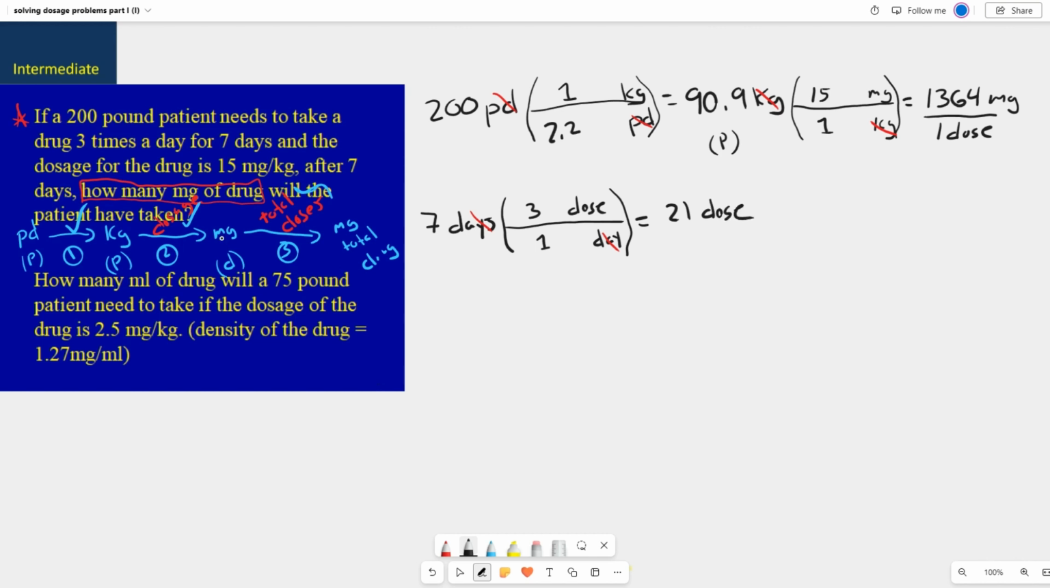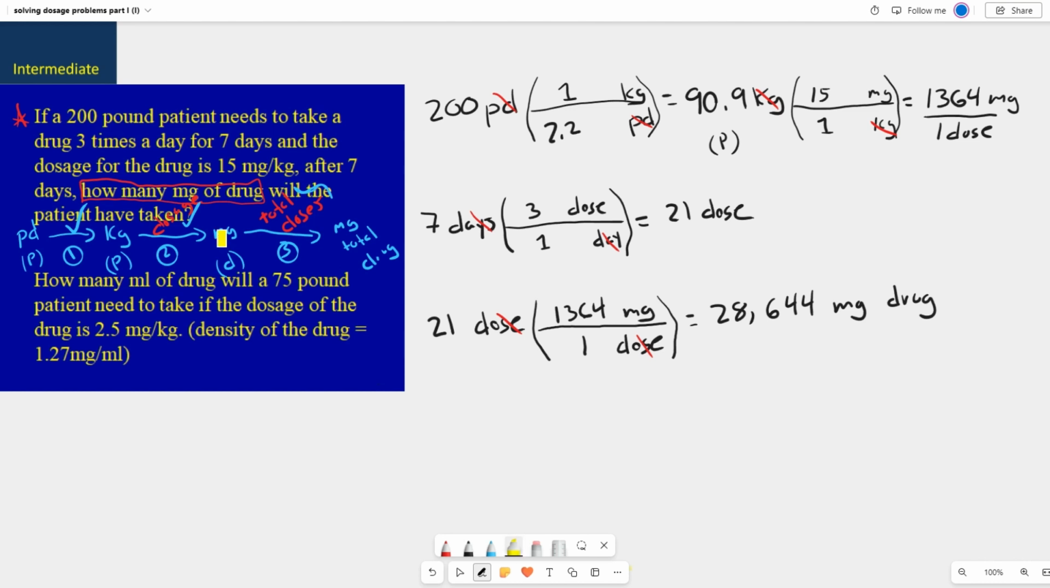Now all we have to do is find out the total amount of drug. So he has 21 doses, and 1 dose, put it on the bottom so they cancel out, is 1,364 milligrams. Doses and doses cancel out. And the total amount of drug that he will take at the end of 7 days is 21 times 1,364 divided by 1, which gives us 28,644 milligrams of drug.